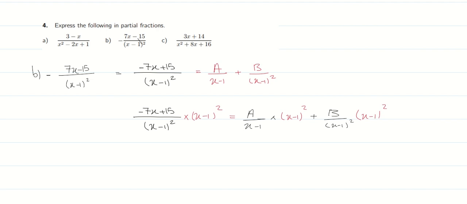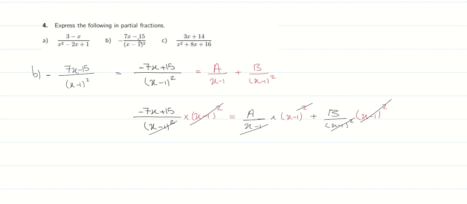Now I'm just gonna cancel out the similar terms. On the left hand side, we have x minus 1 squared, and these would cancel out. On the next term, we have x minus 1 squared on the top and x minus 1 on the bottom, so we will have x minus 1 on the top. And on the last term, we have x minus 1 squared on the top and on the bottom as well, so these would cancel out each other as well.